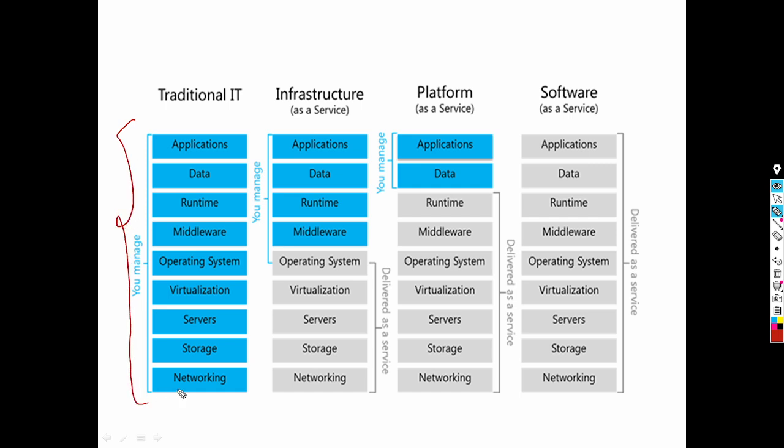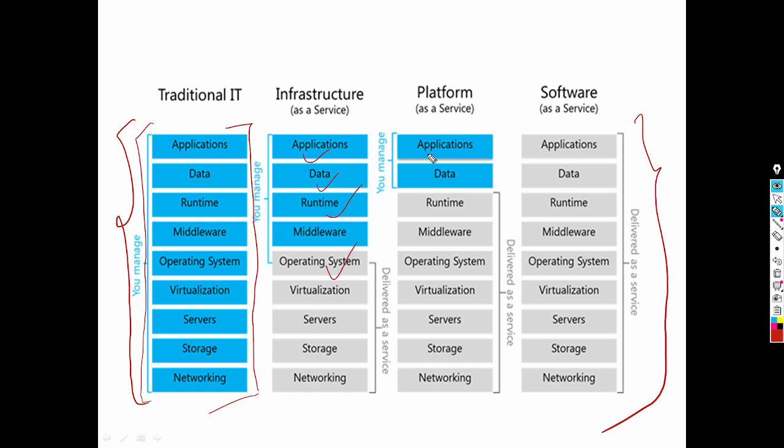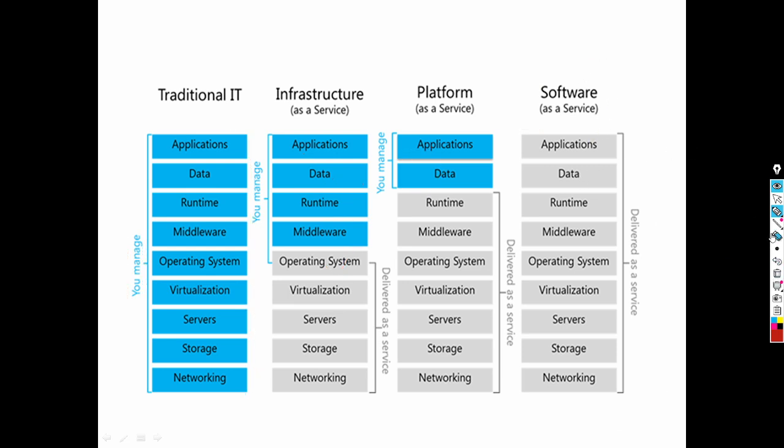If you have any doubts, you can ping me or comment in the chat section, and I will try to clarify. So in traditional IT, everything is managed by the infra team. In infrastructure as a service, we manage the application, data, runtime, middleware, and operating system. In platform as a service, we only manage application and data, and in software as a service, we are only a consumer.